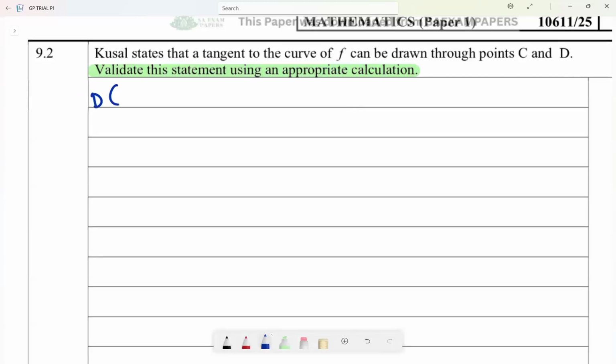D has the coordinates 0 and 8, by the way, because it is a y-intercept. So for me to find the coordinate of C, because it is the turning point, I need to find the first derivative and equate it to 0, because I know the first derivative at the turning point is equal to 0.